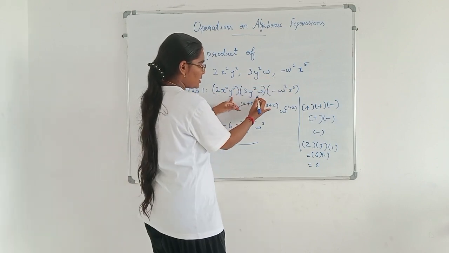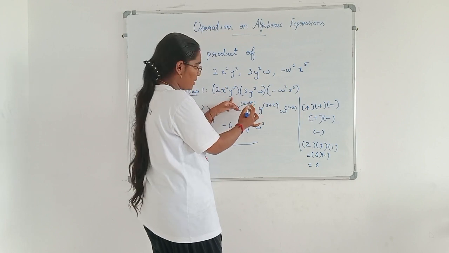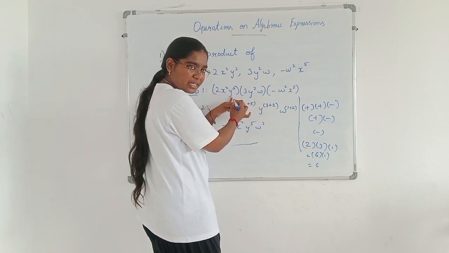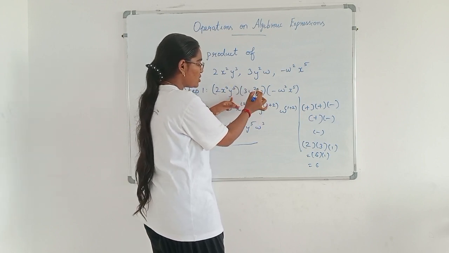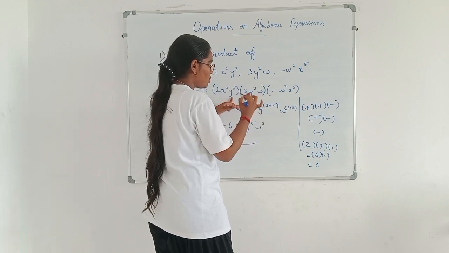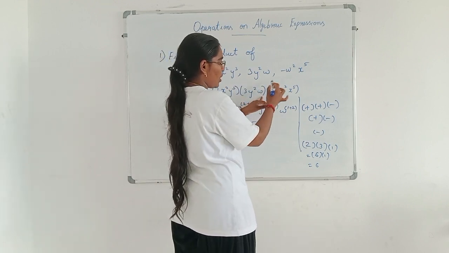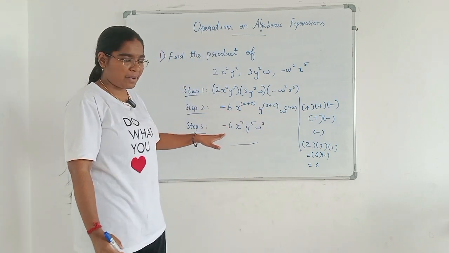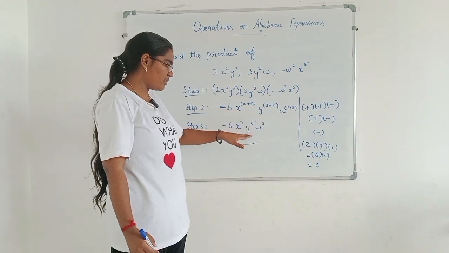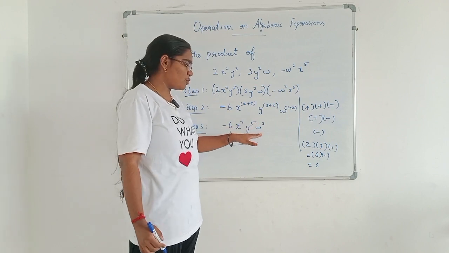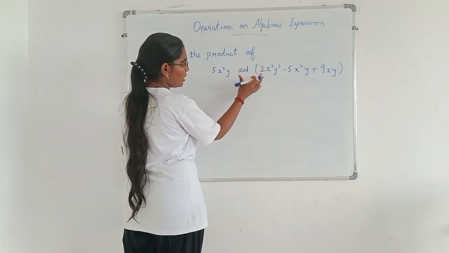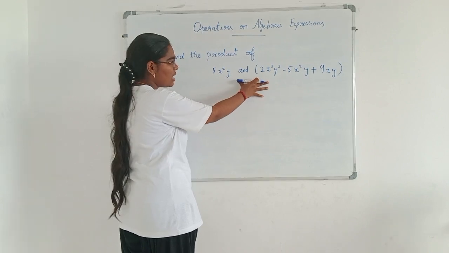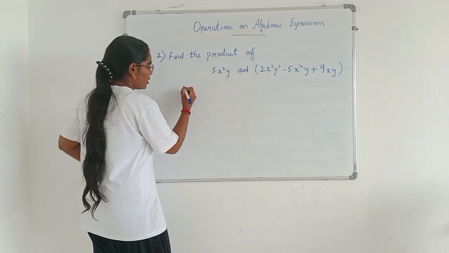Next y. Another y is here. Same base. Okay. These two are in multiplication. So you can add those exponents. So 3 plus 2, 5. Next w, 1 plus 2, 3. So final answer is this one, minus 6, x to the power of 7, y to the power of 5 and w cube. Here these two expressions are given and you have to find the product.